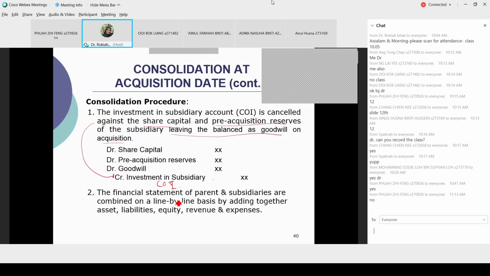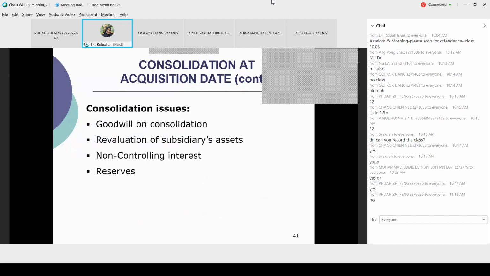The financial statements of a parent and subsidiary are combined on a line by line basis. That means you're going to combine all the items that you have here by adding together assets, liabilities, equity, revenue, and expenses. So the combination is the parent financial statement combined with the subsidiary financial statements. Okay, so this is related to the issues here. The issues are goodwill, revaluation, non-controlling interest, and reserve.